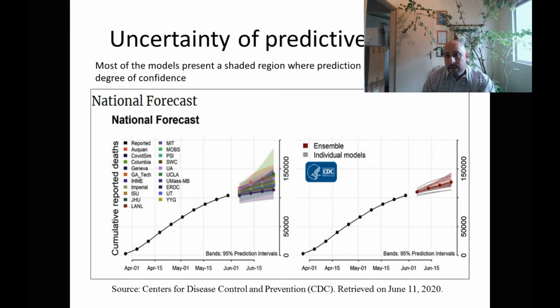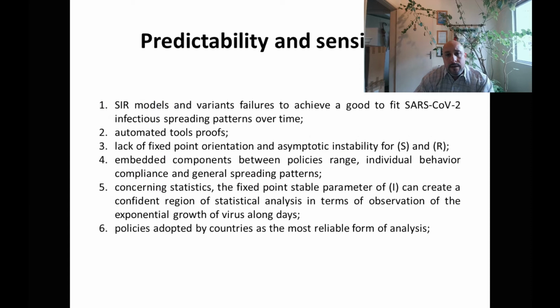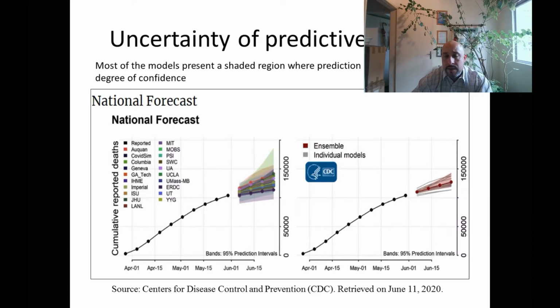And this is very related to the previous slide where you have some problems concerning the variables that sustain the event and how to get a model to best fit a predictability and sensitivity power. I have listed here some 6 points. Let me start the first one. First, the SEIR models and its variants fail to achieve a good fit to SARS-CoV-2 infectious spread patterns over time, as is very much observed in the previous slides.